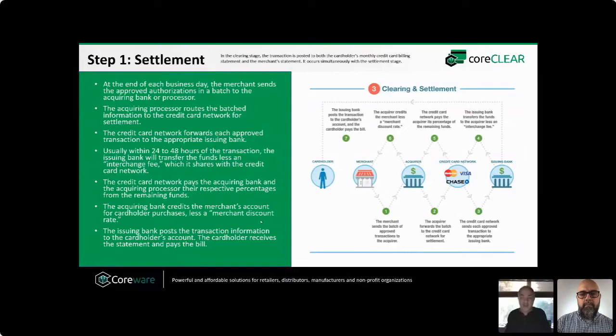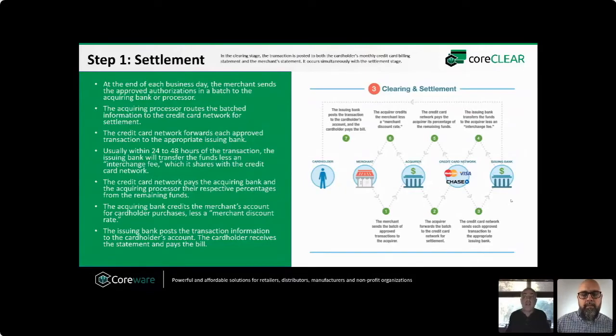The acquiring bank then forwards that batch to the credit card network. The credit card network sends each approved transaction to the respective issuing bank. So really, this picture here showing the one bank should be multiple banks, because each card is issued by a different bank. So it's, again, just confirming that transaction.